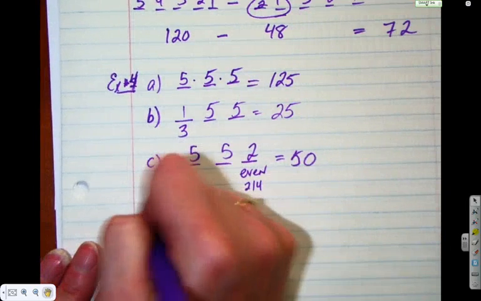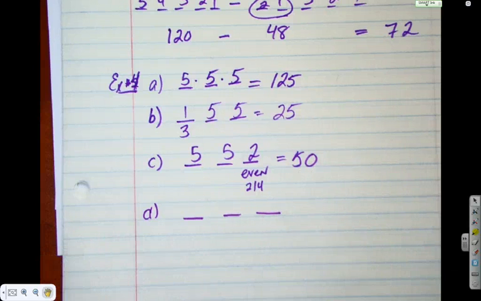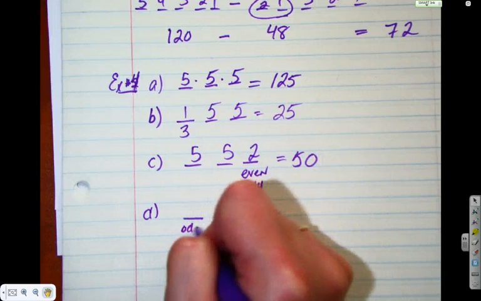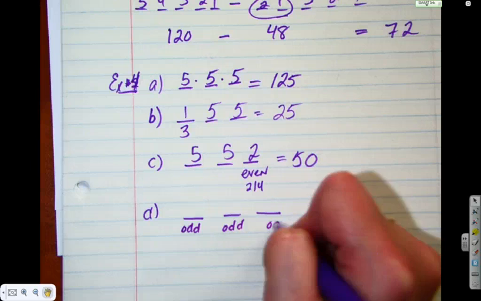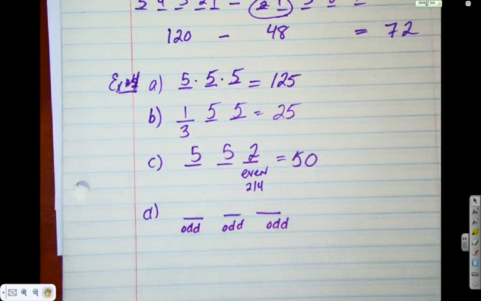How many use only odd numbers? What does that mean? So it's not asking how many pins are odd, it's asking how many use only odd numbers. What's the difference in those questions? You can only pick odd numbers. So this one has to be odd, this has to be odd, and this has to be odd. I'm going to repeat that. It's not asking how many pins are odd, it's how many use only odd numbers.